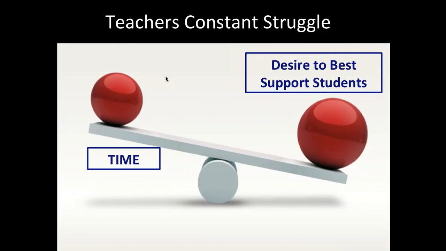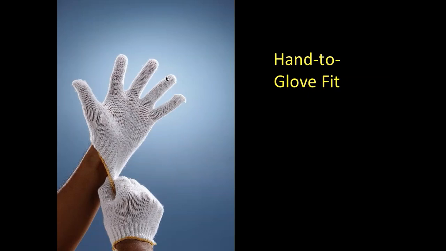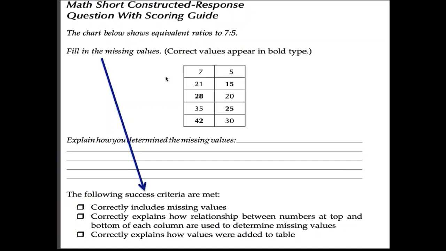One of the things that I also know is that creating quality scoring guides will help balance this constant struggle teachers have between the time that we have, which is definitely minimal, and our desire to best support our students. One thing we can do is make sure we have what we call a hand-to-glove fit. What we see in the directions, we should see in the scoring guide. A clear alignment between the two. So we're going to look at a math example and then an English language arts example.